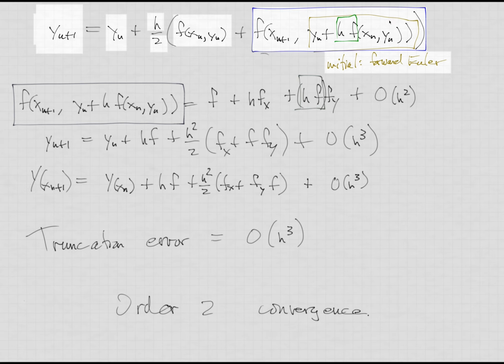Okay, so now what I have to do is plug in the expression we had on the previous page. I actually copied that over here. So this expression in the blue box becomes this.